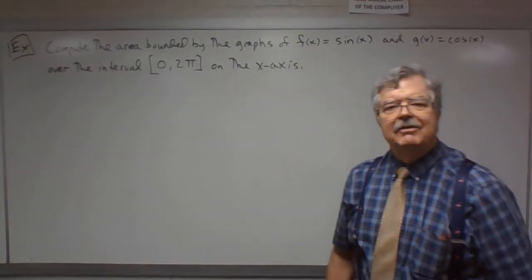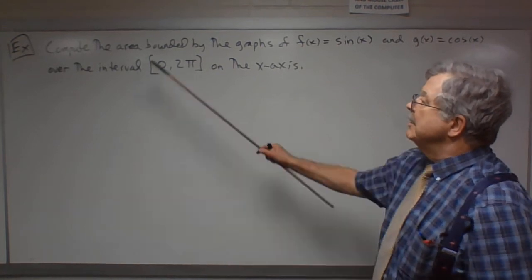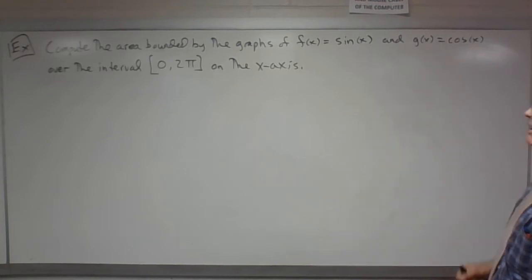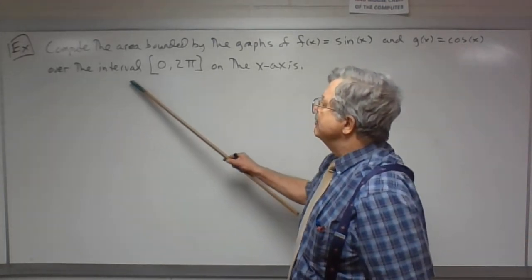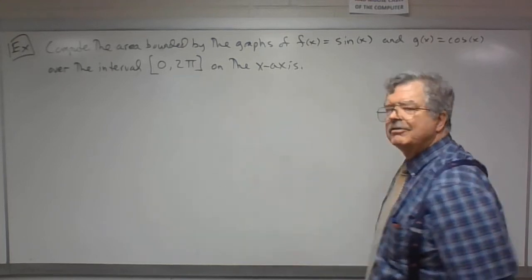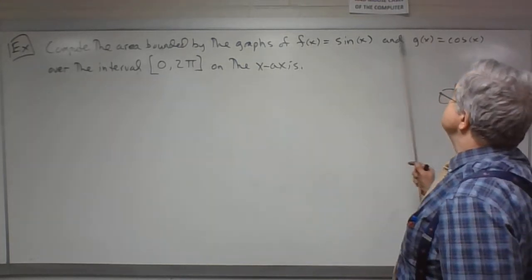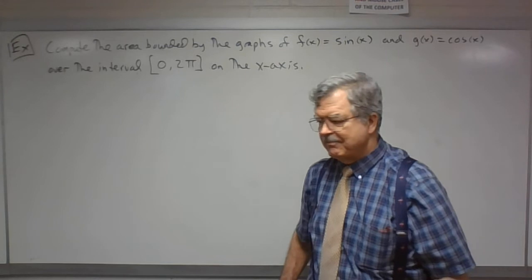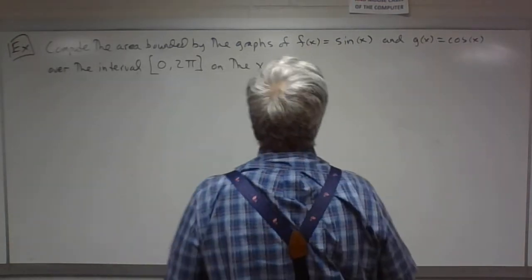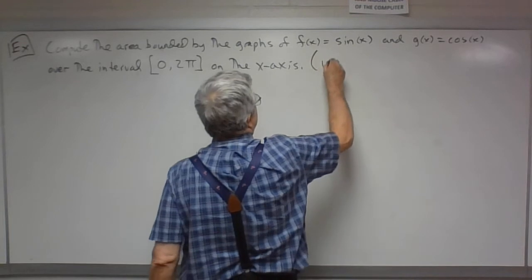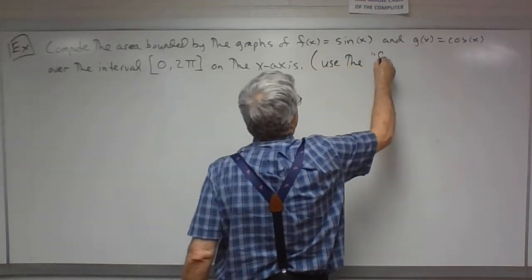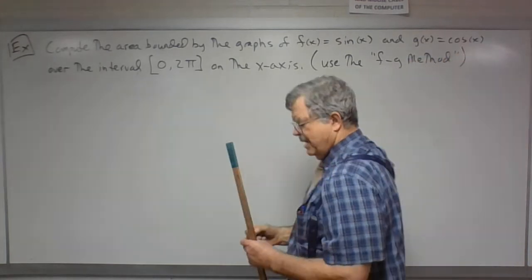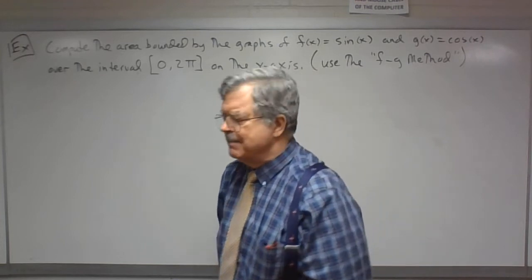Okay, here's a good exercise for us to work. Compute the area bounded by the graphs of f of x equals sine x and g of x equals cosine of x over the interval from 0 to 2 pi on the x-axis. And sine and cosine are continuous functions, so this looks good. Yep, we're going to use the f minus g method.